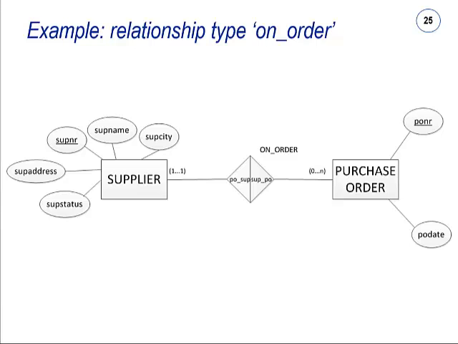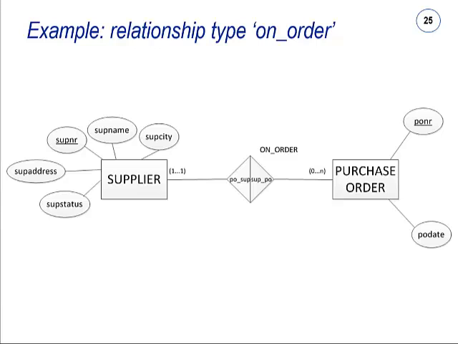Let me do that again. A purchase order is on order with minimum 1, maximum 1 suppliers. So that's exactly one supplier. So the minimum cardinality is 1, maximum cardinality is 1 as well. So the minimum cardinality can either be 0 or 1. The maximum cardinality can either be 1 or n.